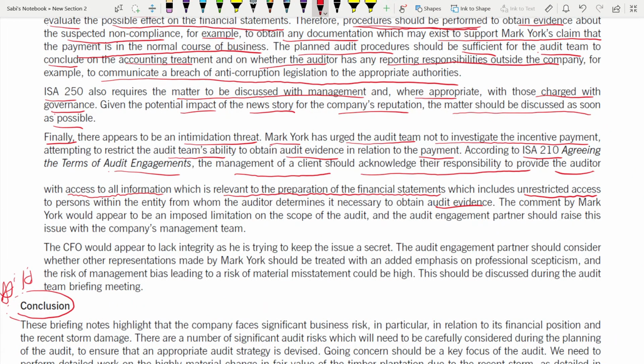Whenever they make a comment, definitely they will be making some comment when it comes to ethical issues. Mention that in your answer as well. So the comment by Mark York would appear to be an imposed limitation on the scope of the audit, and the audit engagement partner should raise this issue with the company's management team.